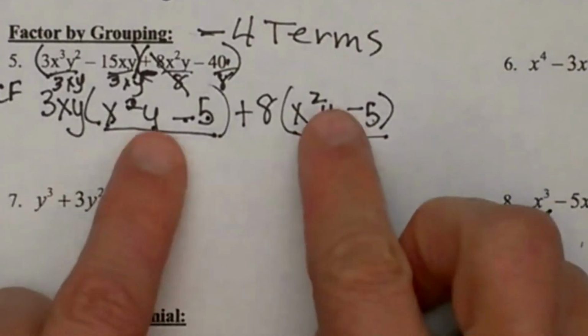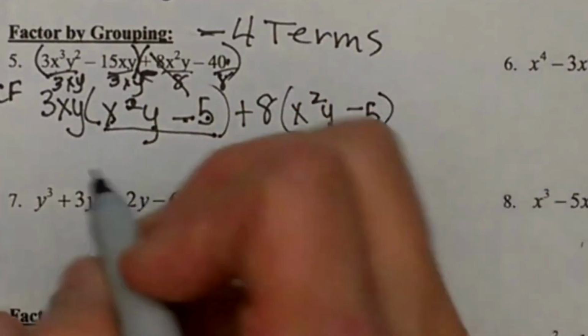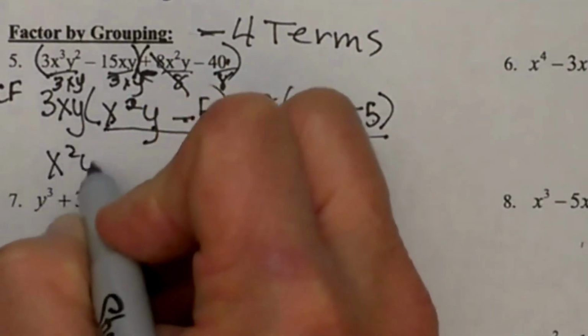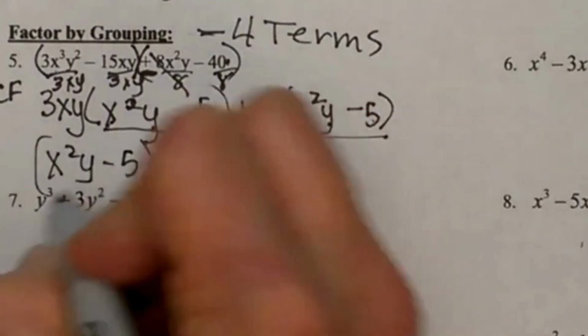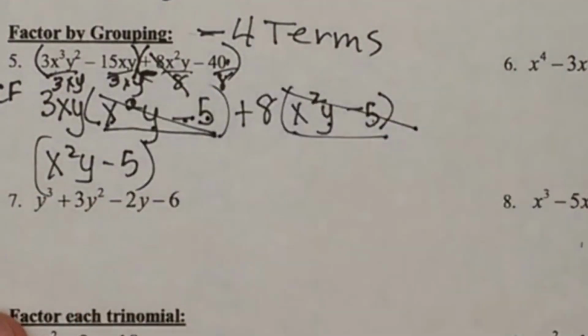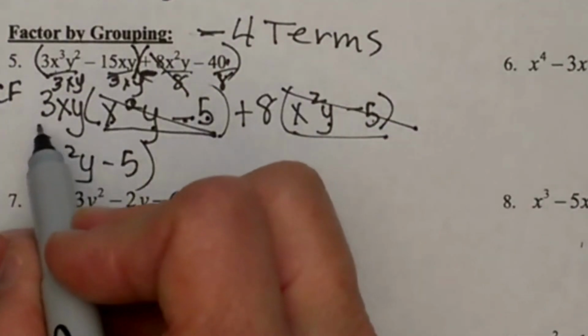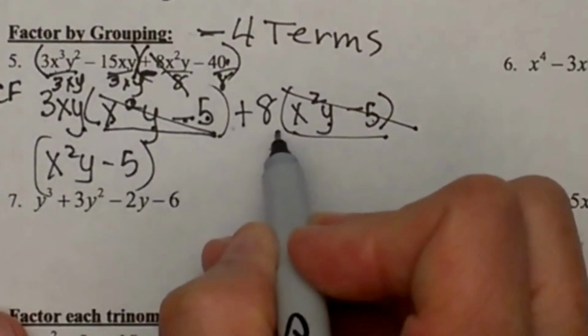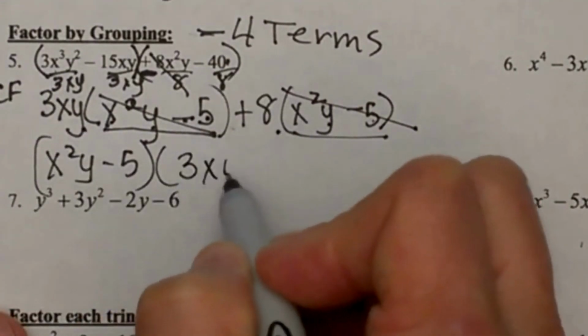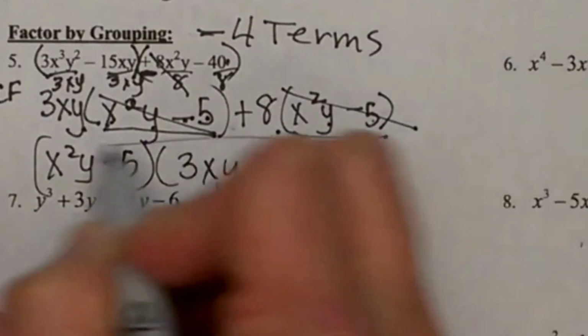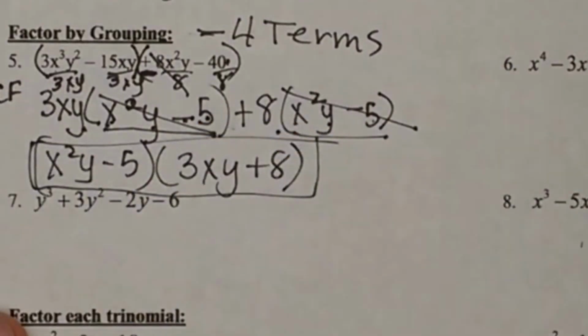So these are now common factors. So let's take out an x squared y minus 5 and see what we have left once we factor that out. Well, what's left is 3xy plus 8. 3xy plus 8. And there we go. We are done factoring by grouping.